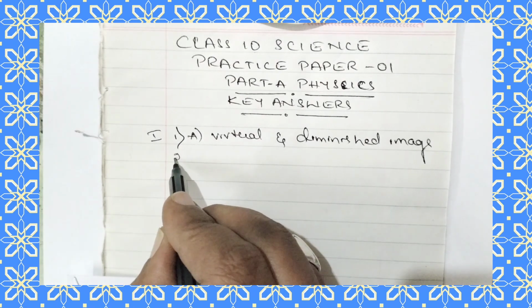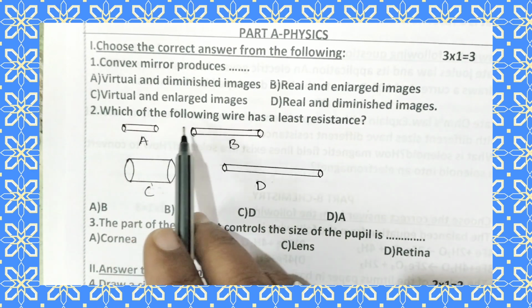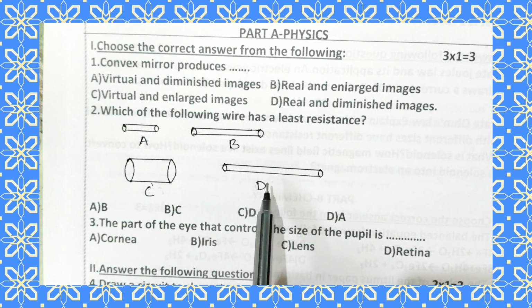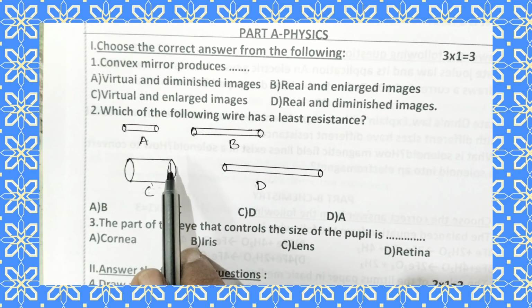Now let us move for question number 2. Which of the following wires has a least resistance? So they have given 4 conductors. Among these 4 conductors, which conductor will have the least resistance?